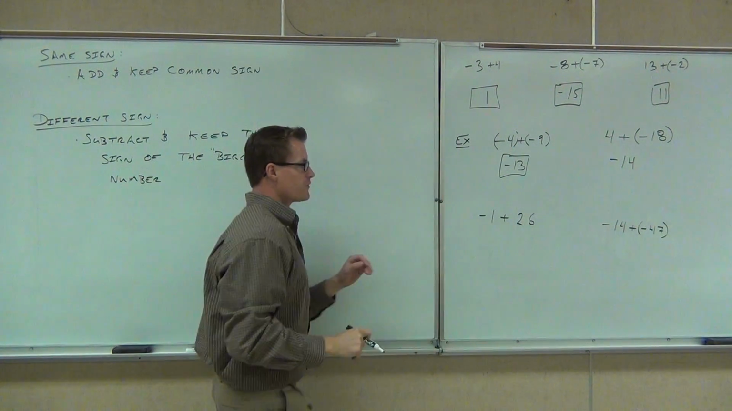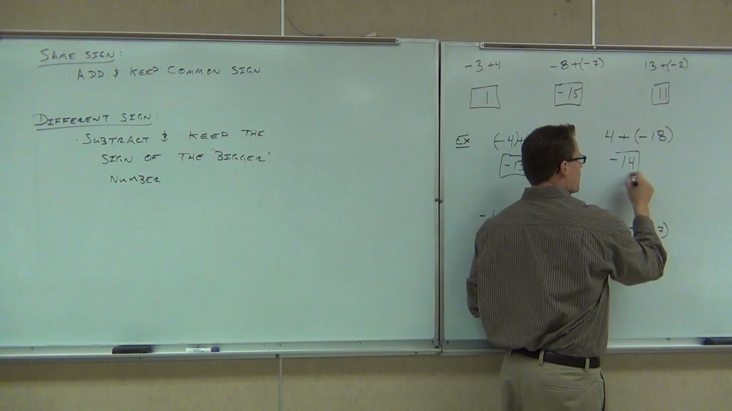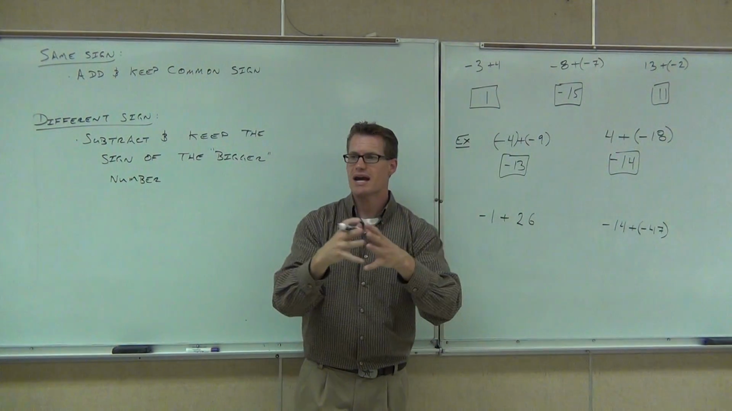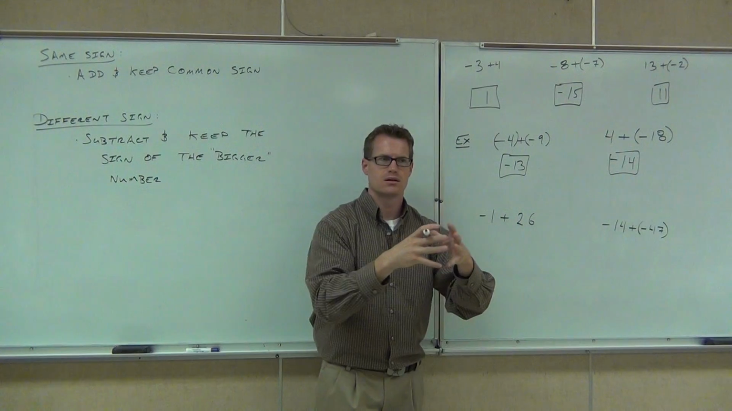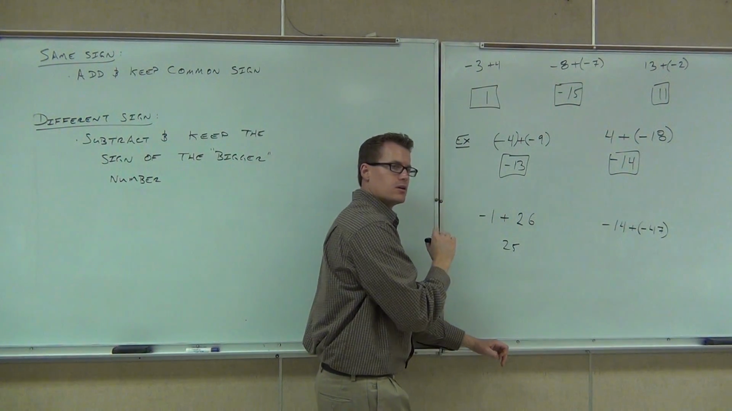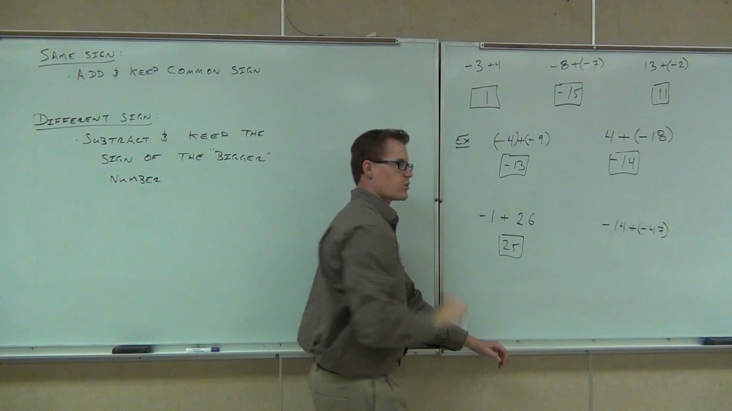Okay, moving on. We've got -1 plus 26. Of course, there we have our different signs. We got the negative and the positive. That means we'll subtract and get what? 25. Good. Does it stay positive or change to negative? It stays there. Perfect. Yeah, bigger number was positive.